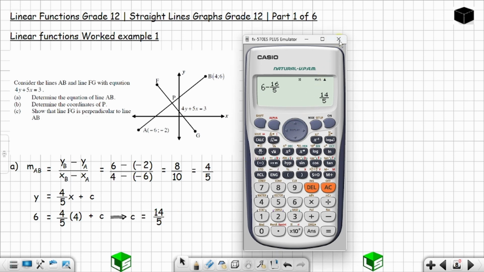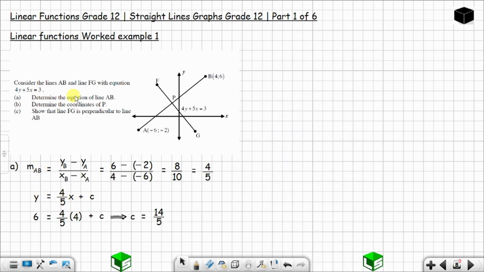And finally, the equation of the line AB is y is equal to 4 over 5 x plus your c, which is 14 over 5. This is the equation of the line AB. Okay, we carry on. Now it is question B.